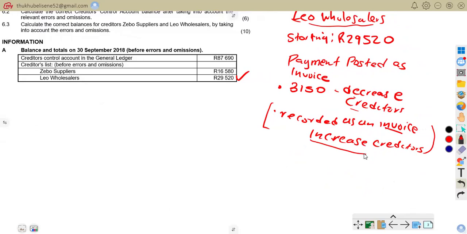We are saying this is wrong. The right thing was supposed to decrease creditors, not to increase creditors. Hope you understand that. So the error impact means that now we are going to go for double effect, whereby we're going to remove the wrong increase. We are going to remove the wrong increase, and then let us do it this way so that we can try to understand it very well. So let us do it like this.